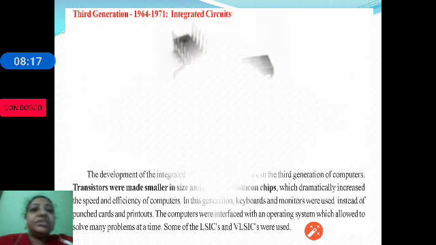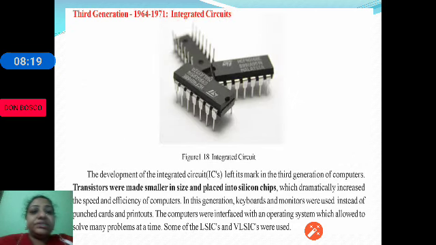Next comes the third generation of computers. In third generation computers, ICs, integrated circuits or integrated chips, were used. The transistors were made smaller and placed in a silicon chip, and that silicon chip is called an IC, integrated circuit. One IC was equal to 10 transistors.